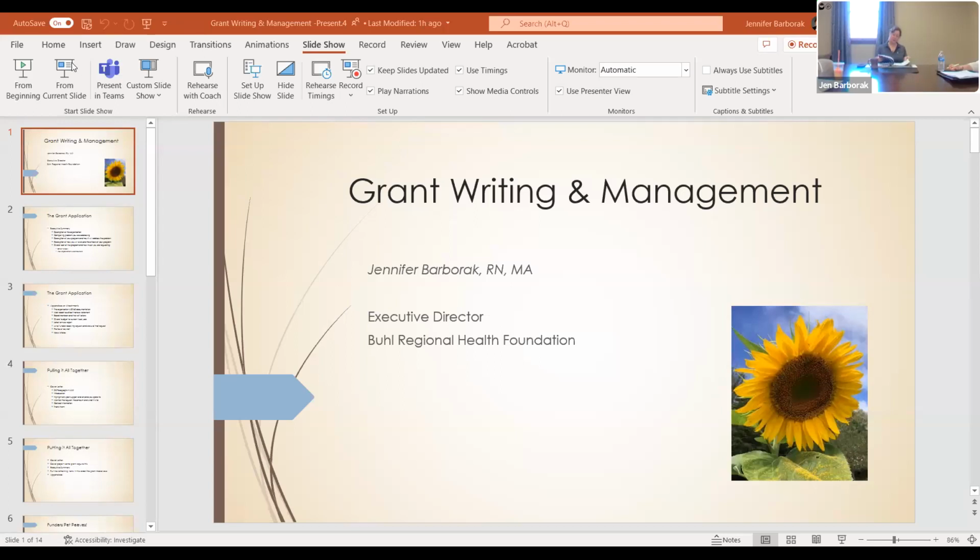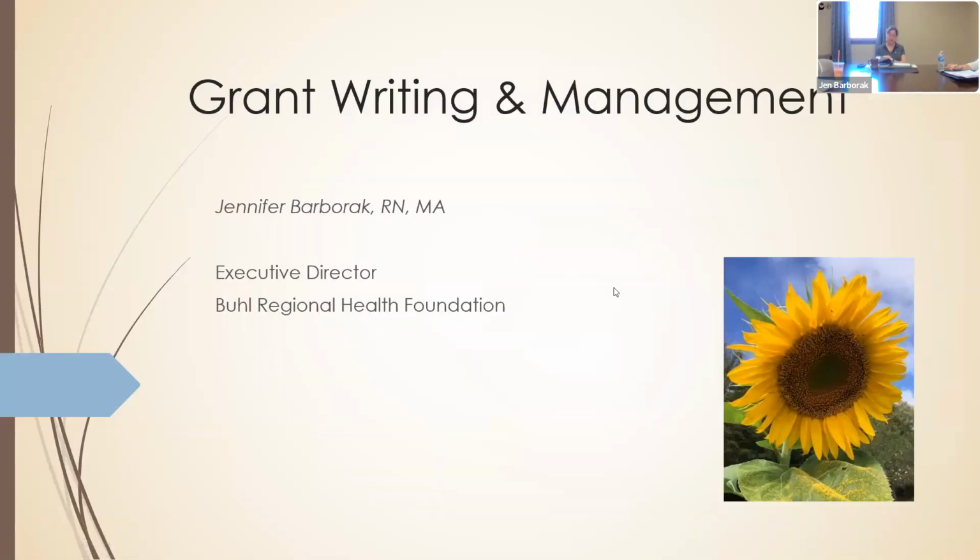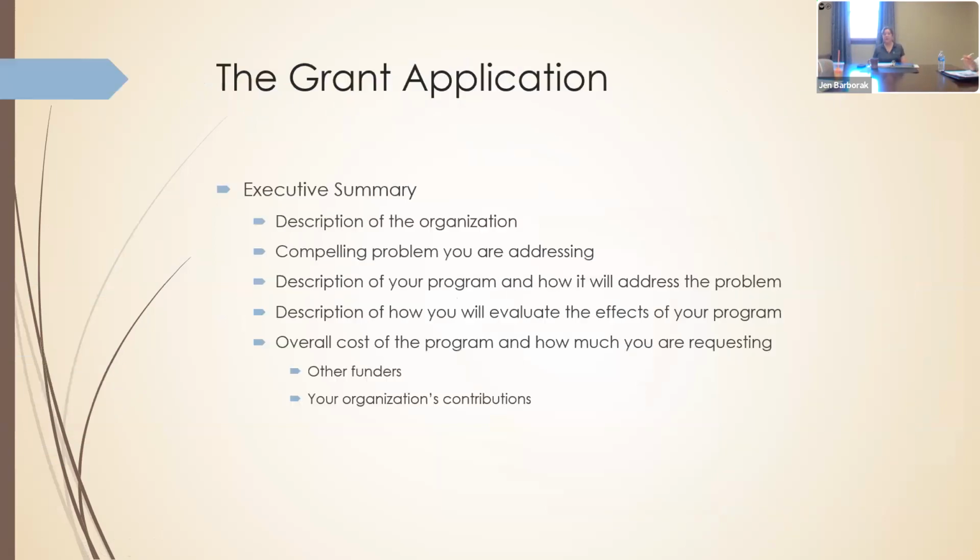Ready? All right, so the last class, gosh, I can't even remember what we finished talking about, but pretty much the whole meat of the grant application, and we wrapped it up with the budget. For this time, we are going to talk mostly about the executive summary. Then I'm going to give you some little tidbits of what to do when you get the grant. And then we will talk a little bit about the Buhl Regional Health Foundation grant process as well. So we'll start with the executive summary.